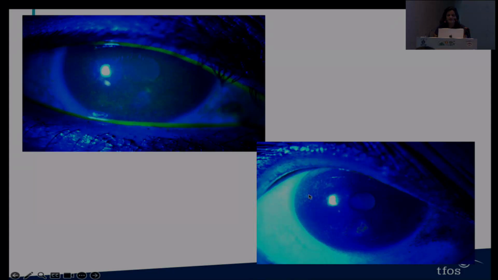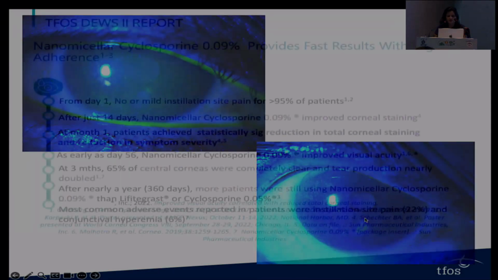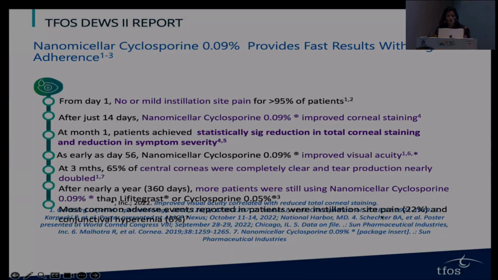And this is yet another patient where you can see that the typical staining is much reduced with this. So to conclude, I think CEQA is here to stay. From day one, there is no or mild installation site pain for more than 95% of the patients. After just 14 days, there is improvement in the corneal staining. At 1 month, there is a significant decrease in corneal staining and reduction in the symptom severity.